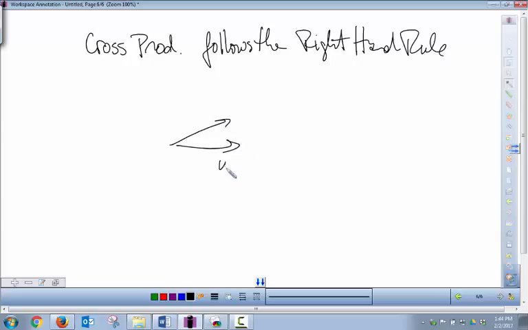So if this is U and this is V, and this is the smallest angle between them, then the cross product would be going up perpendicular to both U and V. U cross V. And then if you switch the order, it would be the same length, except it would be going down, V cross U. Okay?